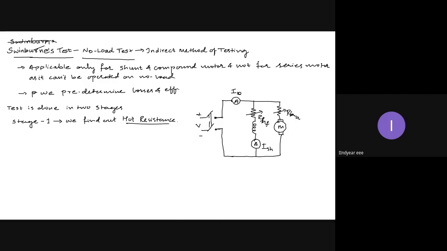Hot resistance is the value of resistance of the winding after the temperature rise of the winding above ambient temperature. Suppose the ambient or room temperature of the motor is around 35 degrees centigrade. If the temperature rise of the motor has gone beyond ambient by another 40 degrees centigrade, the total temperature of the winding is now 75 degrees centigrade. So the resistance at this temperature of 75 degrees centigrade.